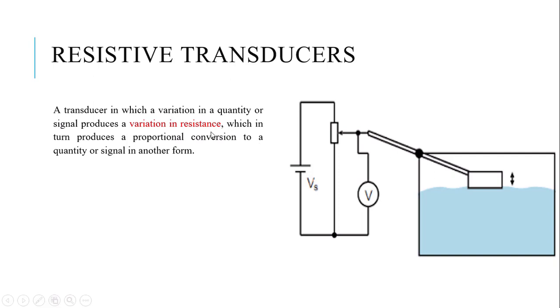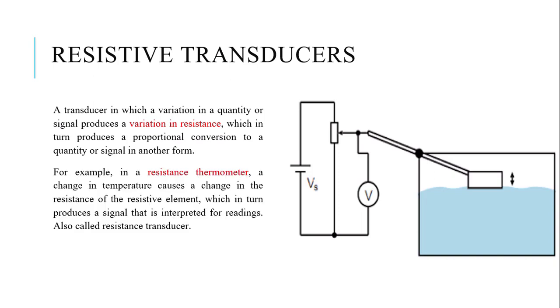A simple example is your fan regulator. Your fan regulator works as a resistive transducer, because as the resistance decreases, your fan speed increases. Correct? At number one, your fan is at the lowest RPM, because the resistance is more. And vice versa. If you are at number 4, you have minimum resistance. Correct? It also works as a resistive thermometer. A change in temperature causes a change in the resistance of the resistive element. So there are many examples of resistive transducers.